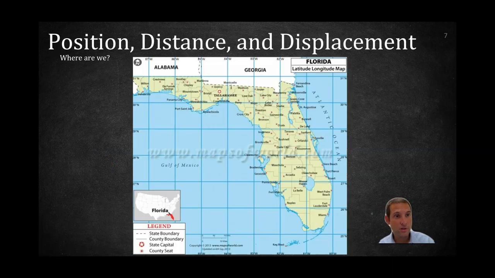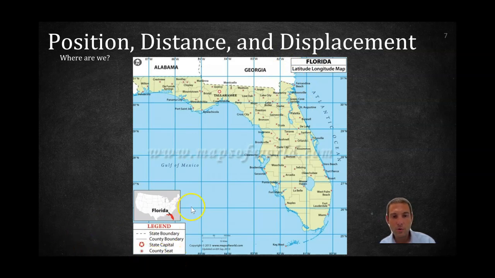Let's talk about position, or where are we? Position is where an object is. On the globe or on a map, we have latitude and longitudes. We can get an idea using the latitude lines, these ones running horizontally. And for us, we're like 30.3-ish, not quite halfway between 30 and 31 degrees north. And the longitude line is 81.6, so this is 81, 82, 81.6 degrees west.